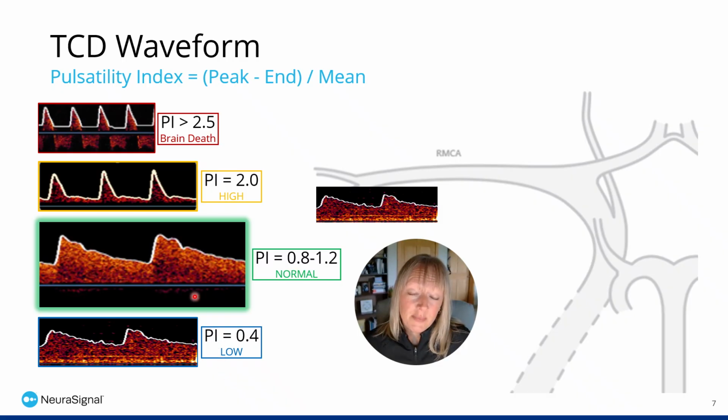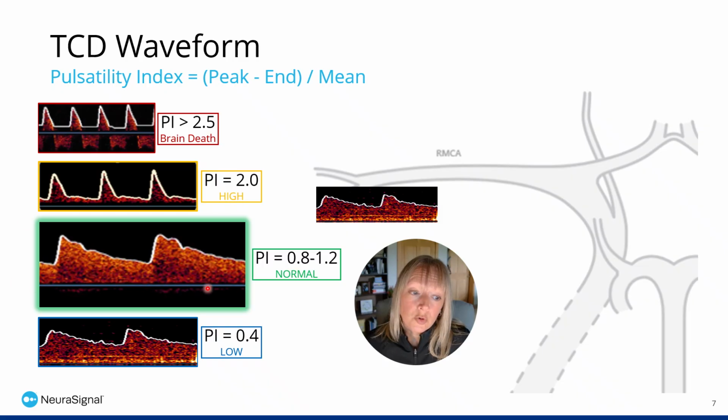Along with the time average mean maximum, we will also look at the pulsatility index, or PI. The system will generate a pulsatility index, which is the peak minus the end diastolic divided by the mean, and 1.2 and above will be your high pulsatility index. An index of 0.4 and below is going to be your low PI. You will see different waveform morphology characteristics for a high PI versus a low PI. Your high PI is going to have a lack or loss of end diastolic flow, as you see here in your PI of 2.5 and 2.0.